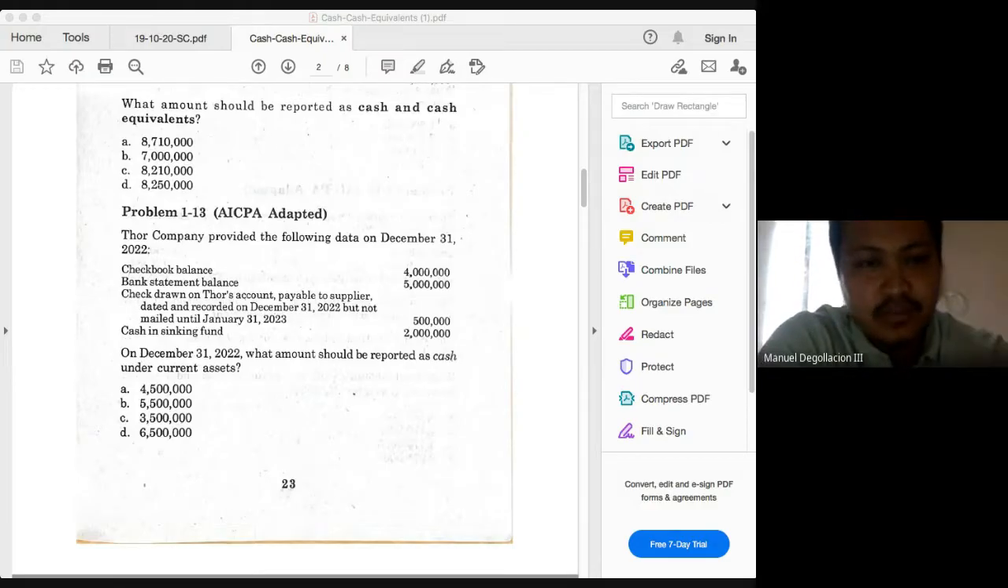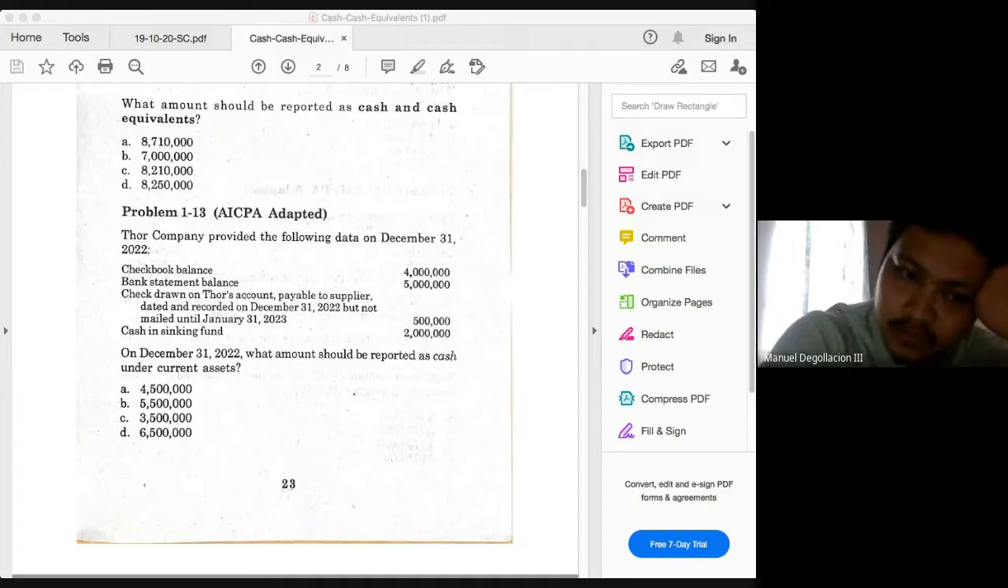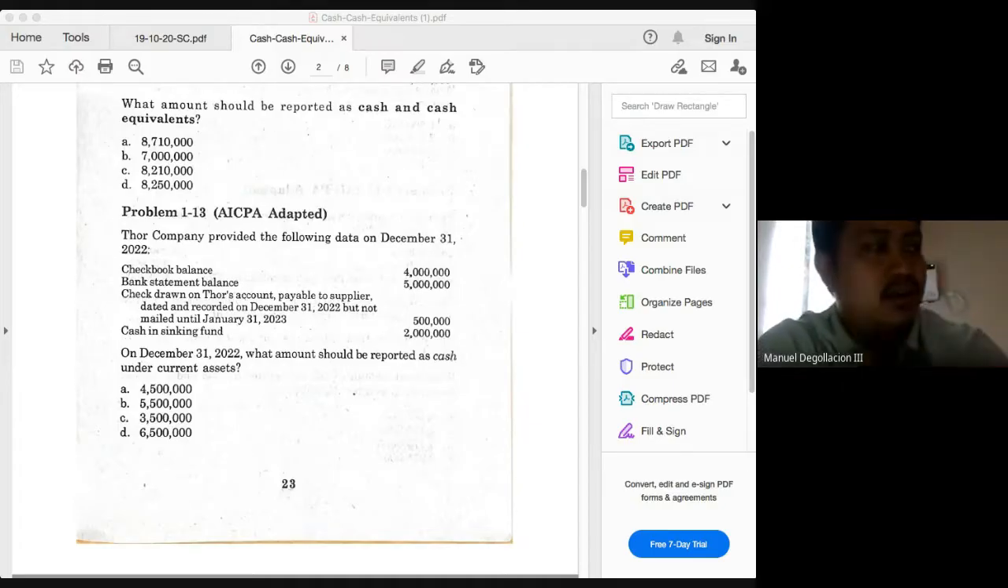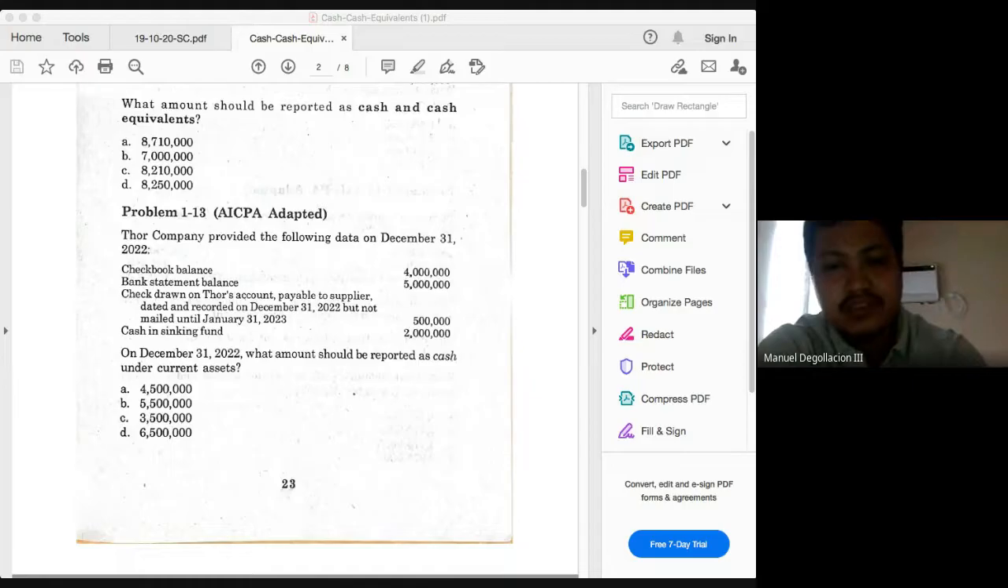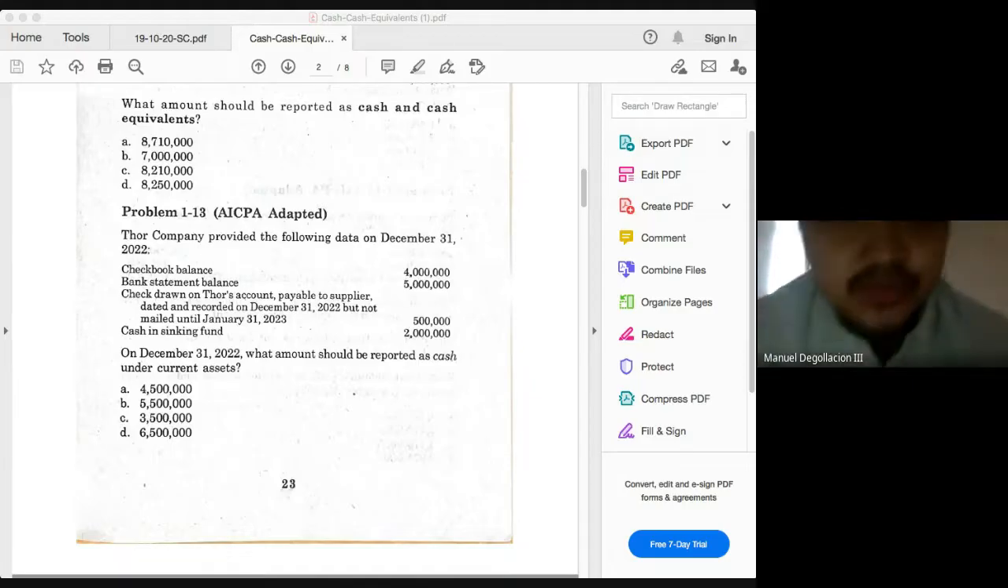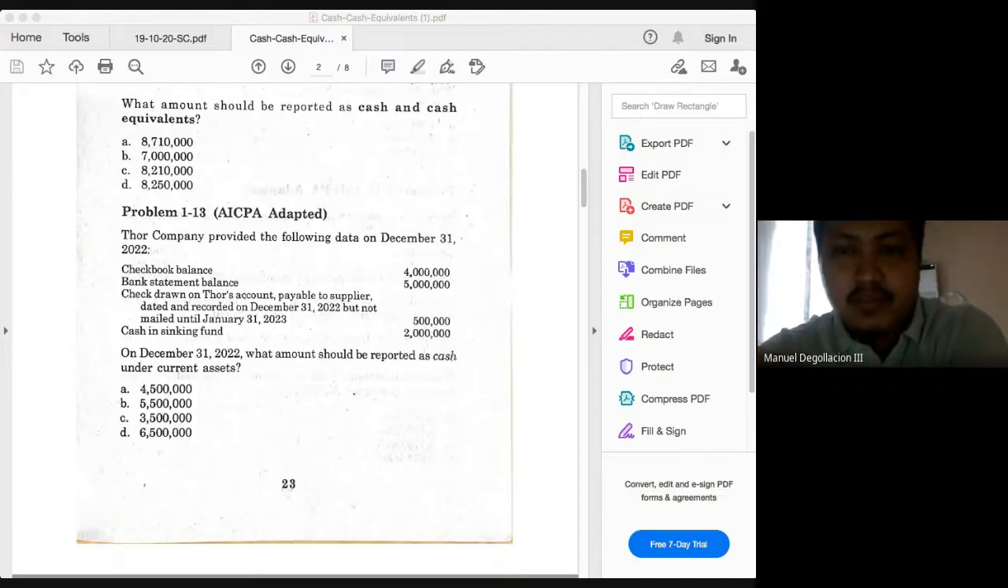There may be transactions that we are the first to know that the bank is still unable to transact. For example, outstanding checks. The moment we issue the check, we will normally record the payment already in our records. Okay, but as far as the bank is concerned, it will only record the reduction to our bank account once the checks are already presented for payment. So it's a matter of timing, class. There is a transaction that we are already aware of, but the bank is not yet aware.